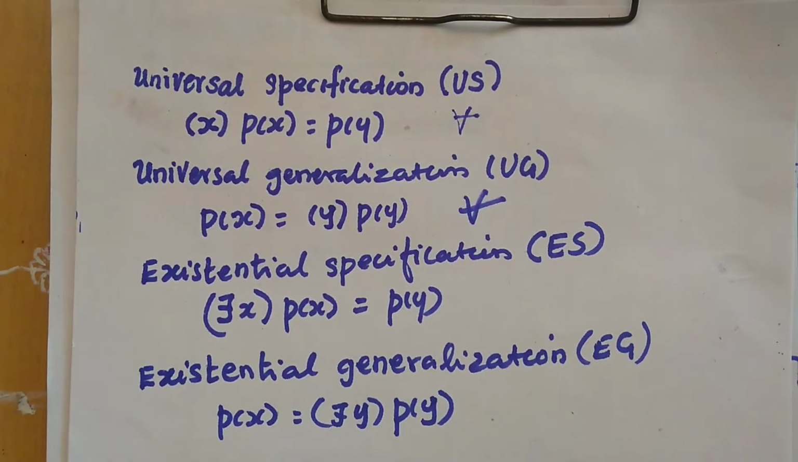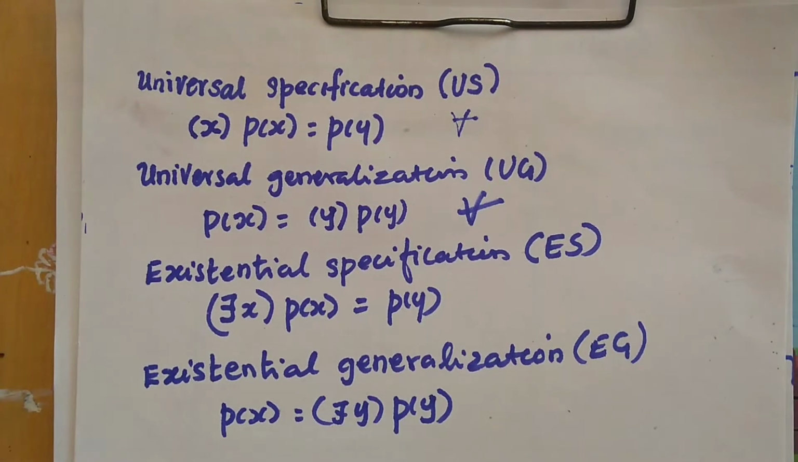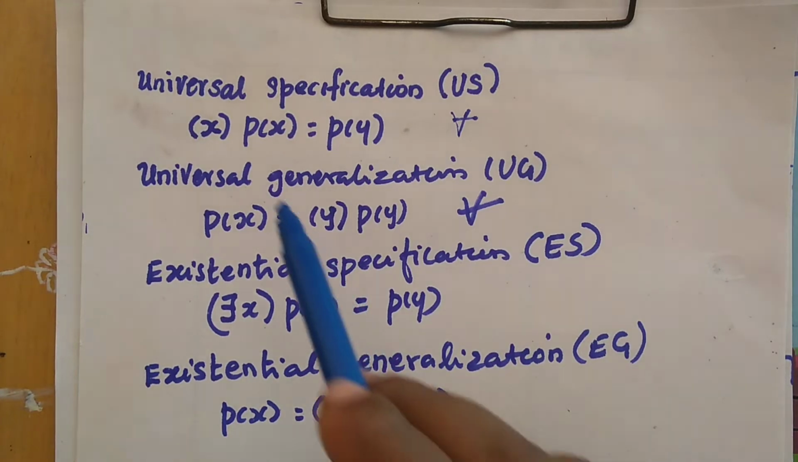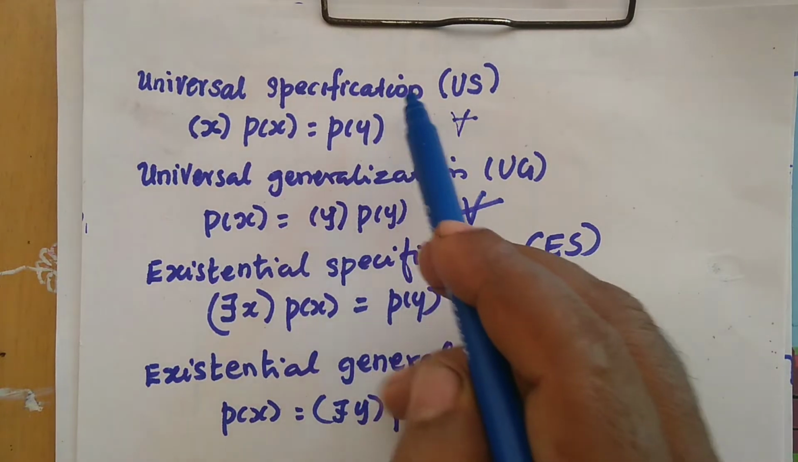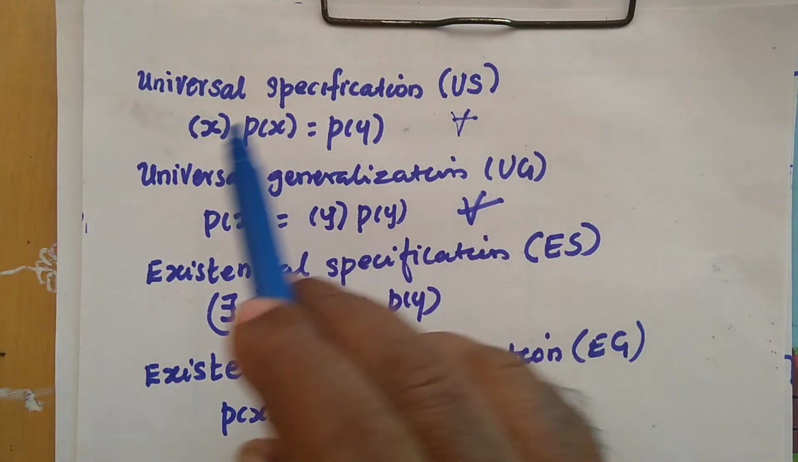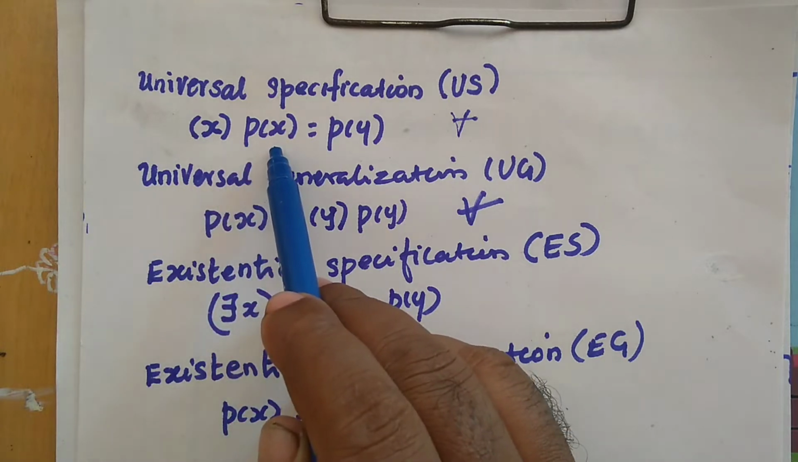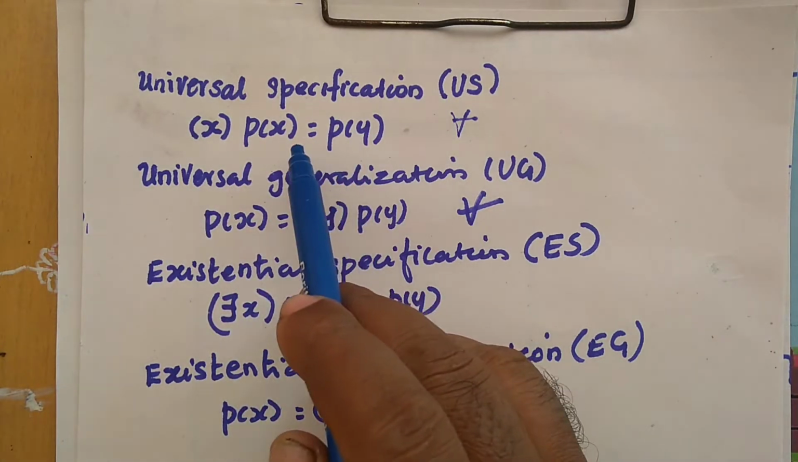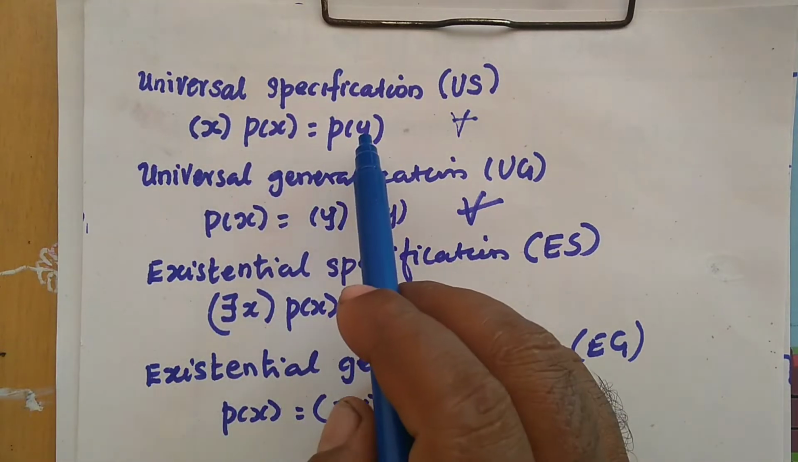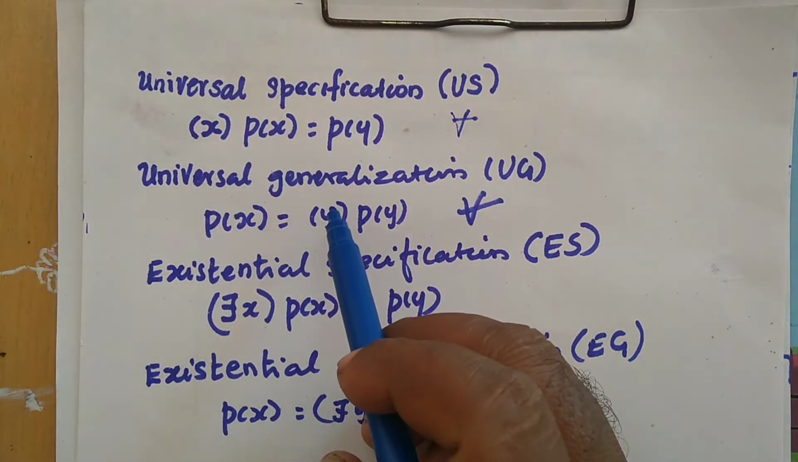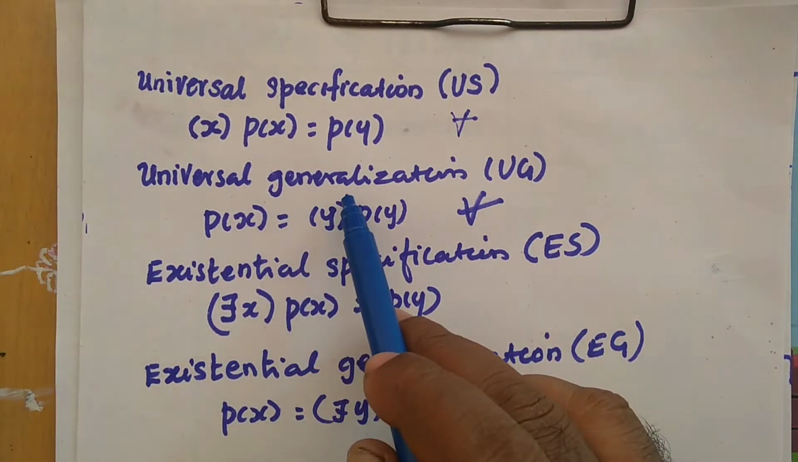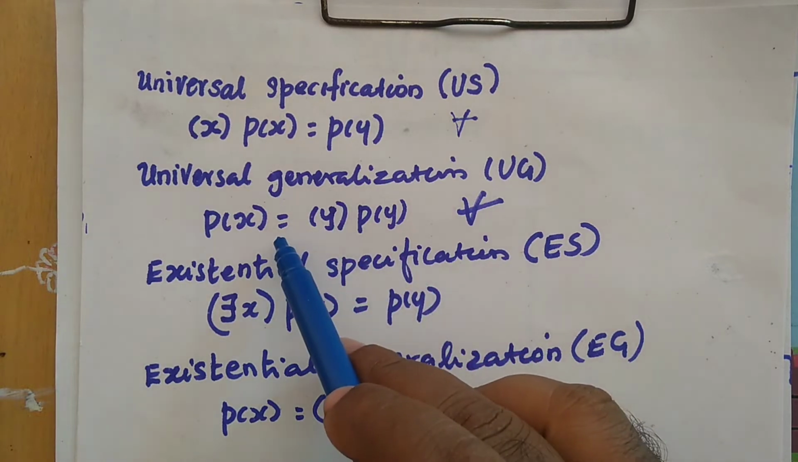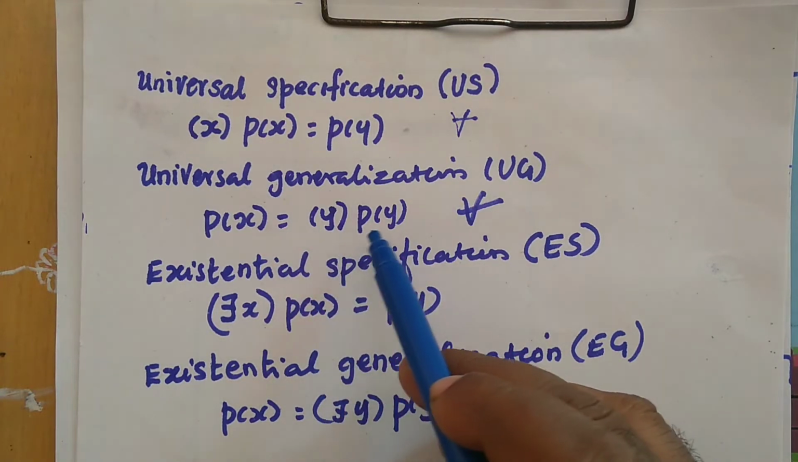Inference theory of predicate. For these types we need 4 formulas. First one is universal specification. The notation is US. That is, for all x, P of x implies P of y. Its meaning is the given statement is true for all values of x. The converse is UG, that is universal generalization. That is, P of x implies for all y, P of y.